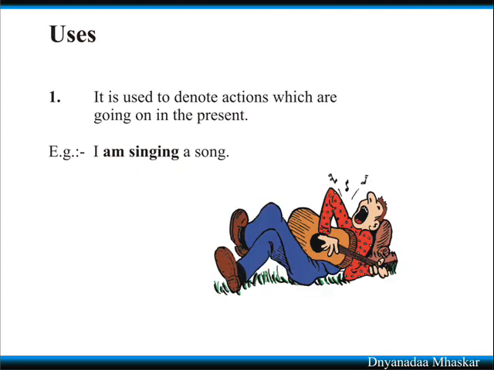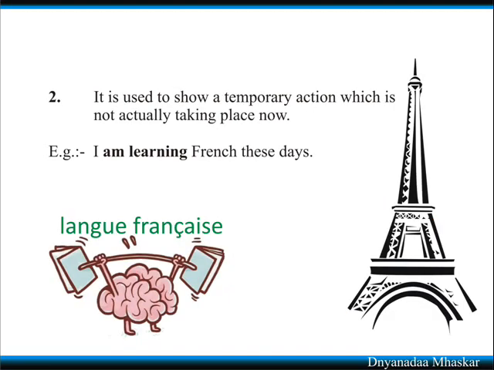Let us see the uses of present continuous. The first one is to denote actions which are going on in the present. Example: I am singing a song. Let us see the second use. It is used to show a temporary action which is not actually taking place right now. Example: I am learning French these days. So what is the action that is going on? Though it is not happening right now, it is in process.